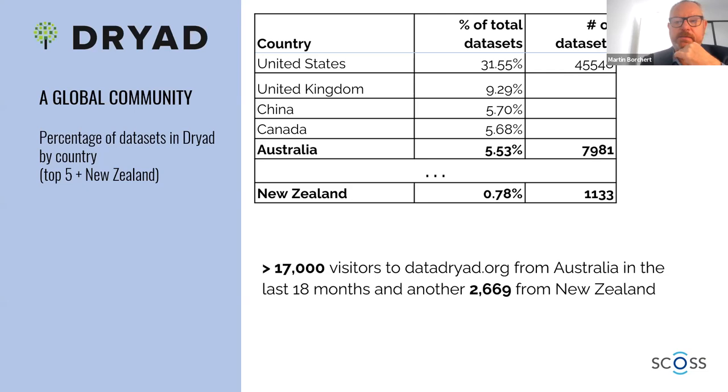I've got a little bit of indicators here of usage. You can see the usage of a few countries, written here as percentage of total data sets. So Australia is running at a little over 5%. And New Zealand is running at just under 1% of global data sets. And there's a large number of visitors also to Data Dryad from New Zealand and Australia in 18 months. We're just using those as some evidence of usage.